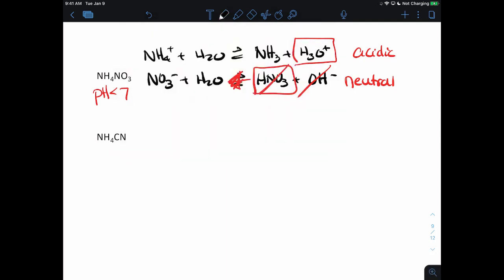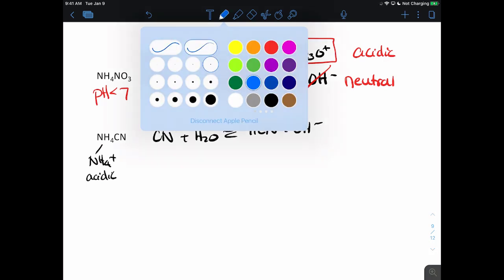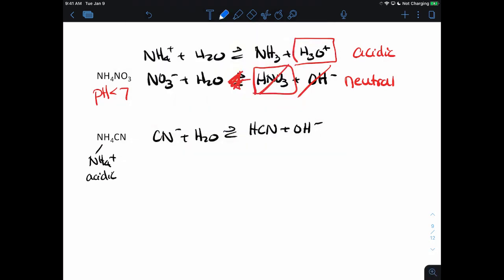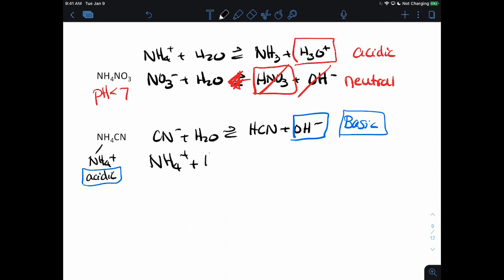Now NH4CN, we've got our NH4+, which we know from above is acidic. Let's do CN-. We get HCN and OH-. Check again for strong acids, strong bases. We don't have any. We do make OH-, so this is basic. So we've got an acidic component and a basic component. That does not necessarily mean that those cancel and it's neutral. An acid plus a base does not always make a neutral. We need to know how much acid and how much base. So how are we going to do this? In this case, let's write out the ammonia reaction because we will need that.